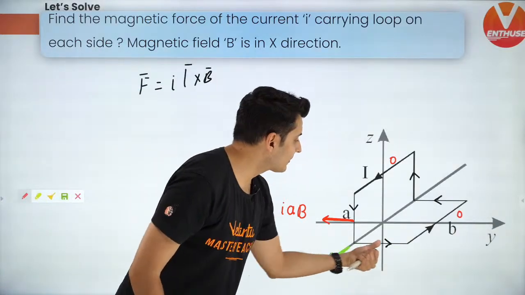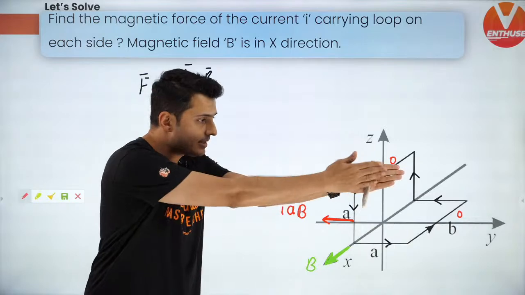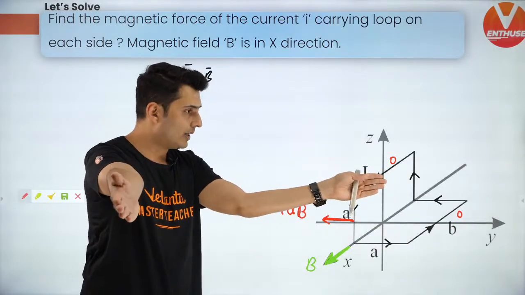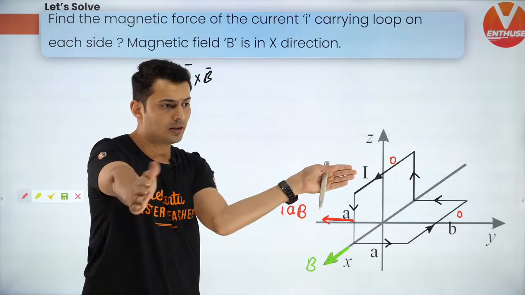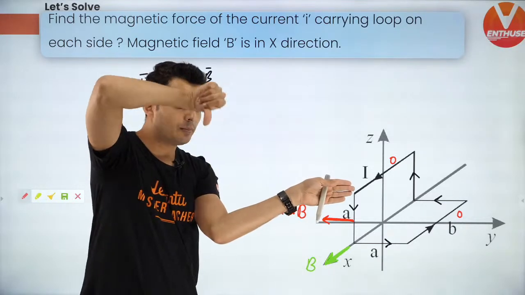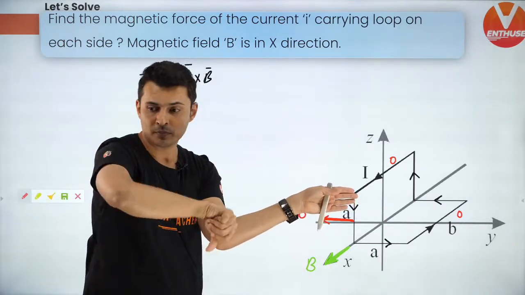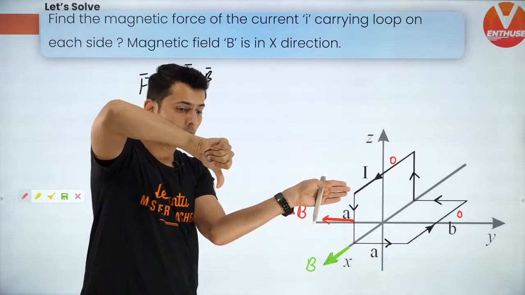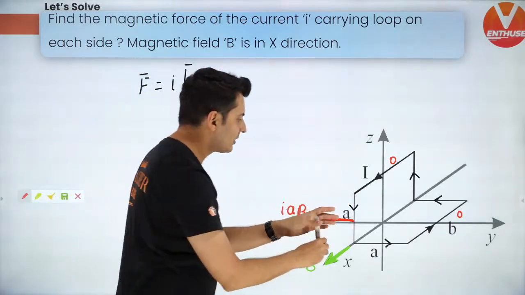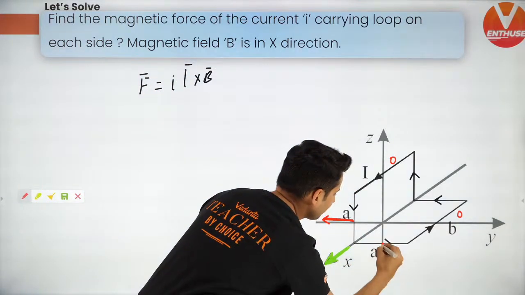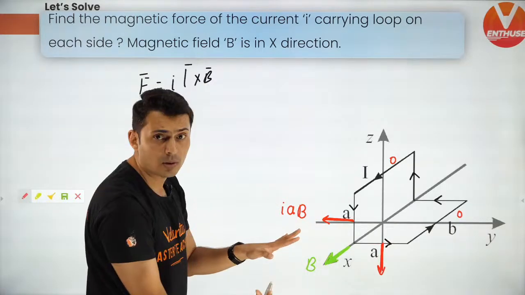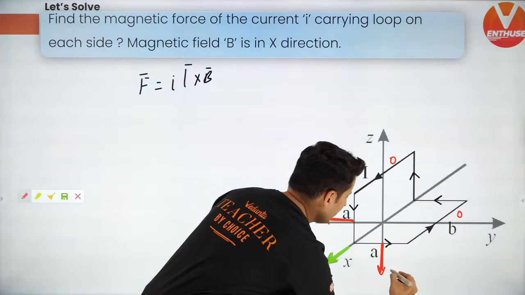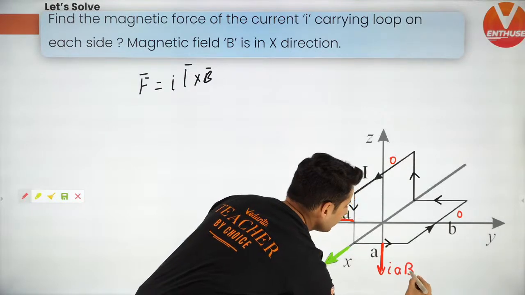Now go for this. Length is there, magnetic field is there towards you. Length cross B, it will go down. Just check it out. Everyone fine till here? So it will be I, A, B.